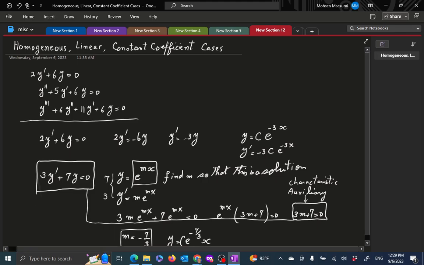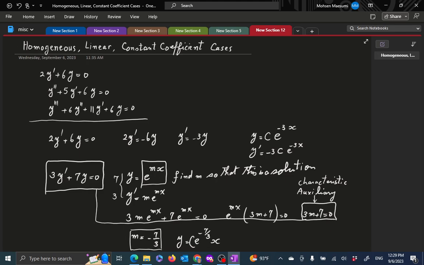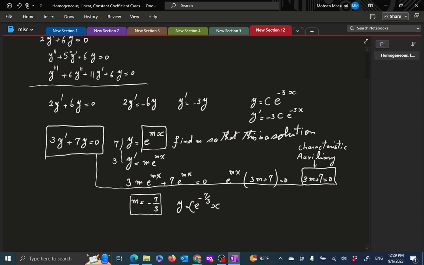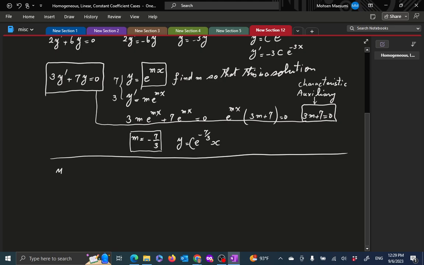To show this, let's go to something that we haven't done before. Let's go ahead and try the second problem that we have up there. y double prime plus 5y prime plus 6y equal to 0.